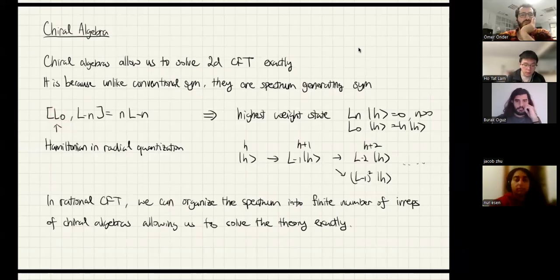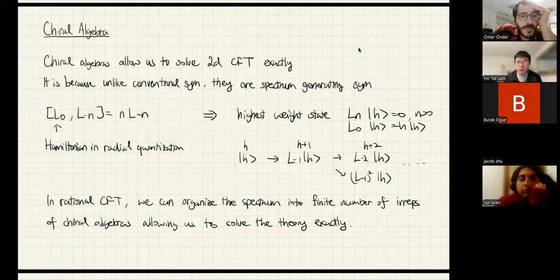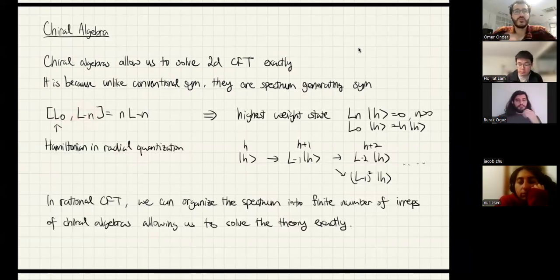But then if you look at the other generators of the Virasoro algebra, the Ln, they actually don't commute with L0. As a result, if you apply these Ln operators to the states, you can change the conformal dimensions. In particular, you can start with the highest weight states, which are annihilated by Ln with n greater than zero.